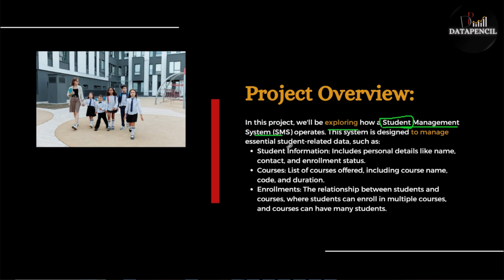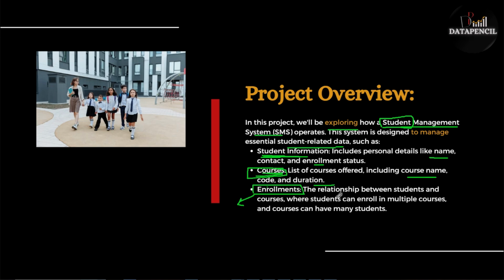Here we will have student related data. What kind of data will we have? It can be student information like name, contact, enrollment status. Then courses. Under the courses, what information can we have? We can have course name, code, duration. Then at last we will have the enrollment table. This table is basically needed to establish the relationship between the student information data and the courses data.